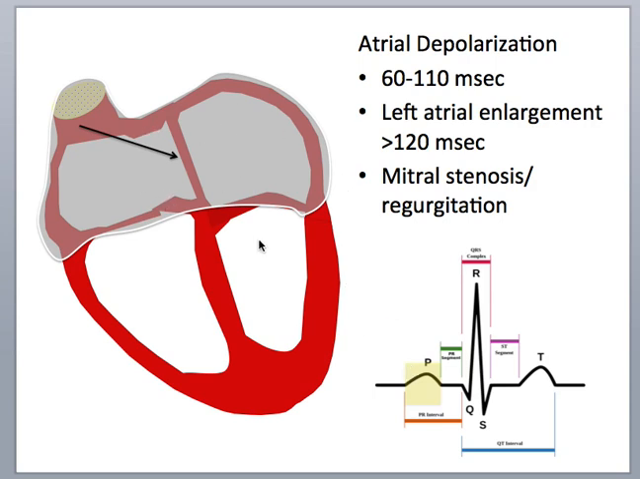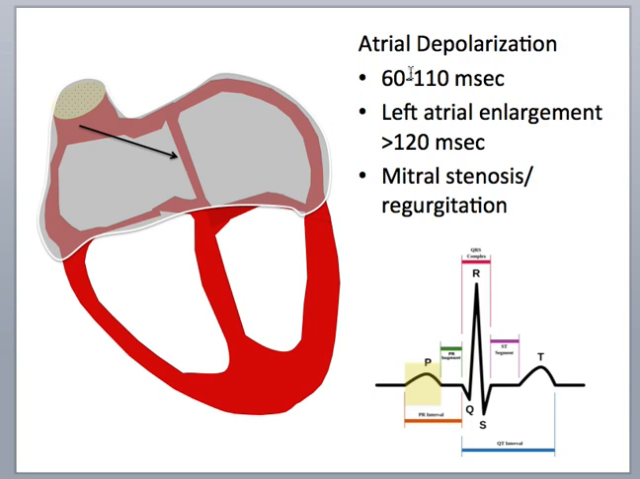So first we're going to start with the atria, which is equivalent to the P wave. This arrow here is also the direction of the depolarization. So the P wave is first the depolarization of the atria, like we talked about.